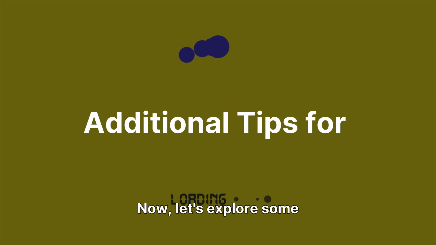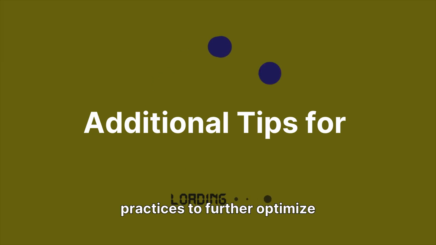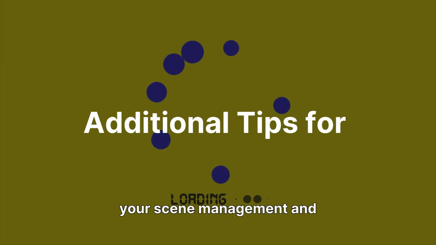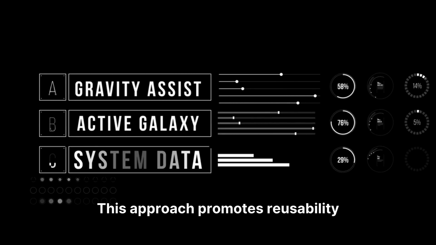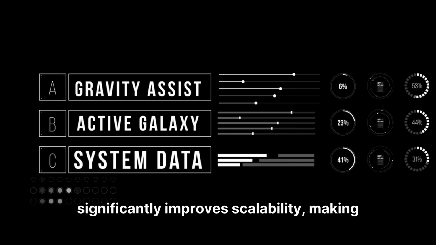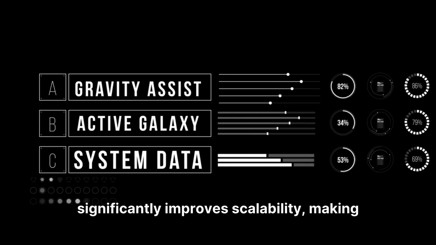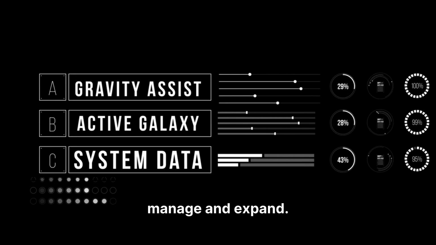Now, let's explore some additional tips and best practices to further optimize your scene management and asynchronous loading. Tip 1. Design modular scenes. Aim for scenes that are independent and focused on a single purpose. This approach promotes reusability across your project and significantly improves scalability, making your game easier to manage and expand.